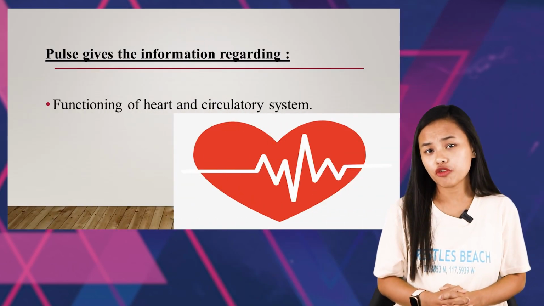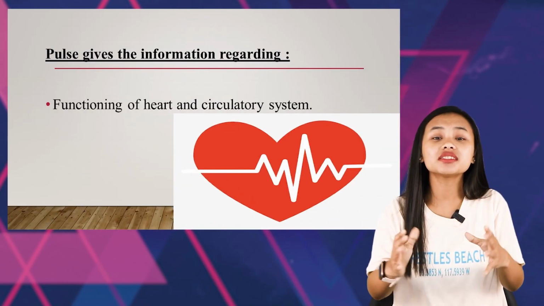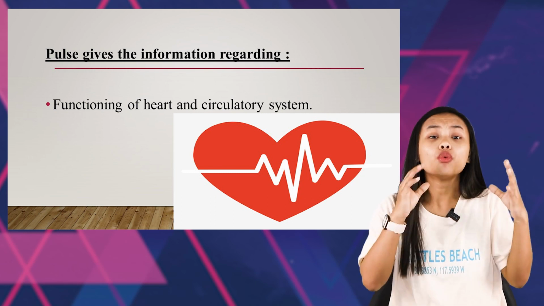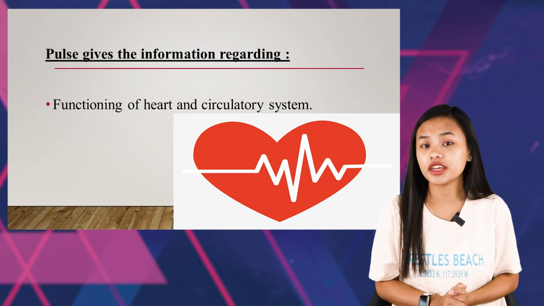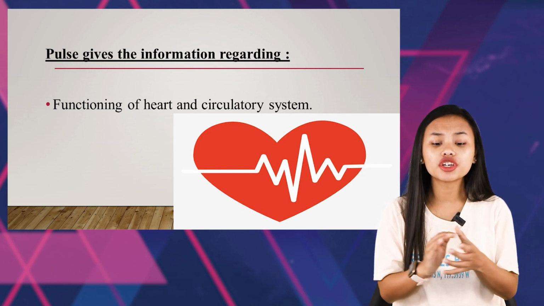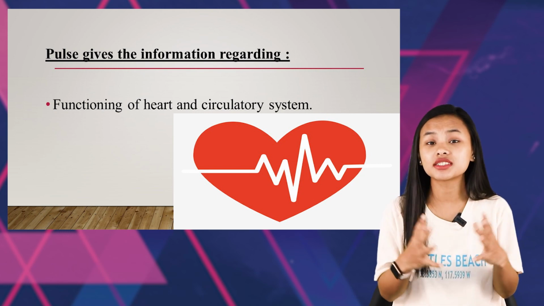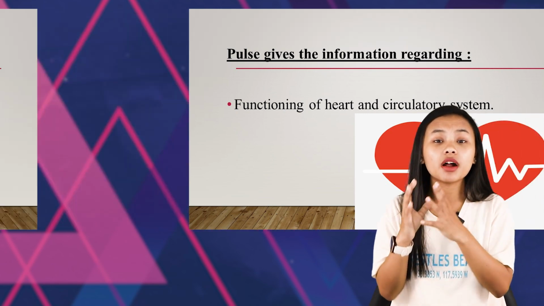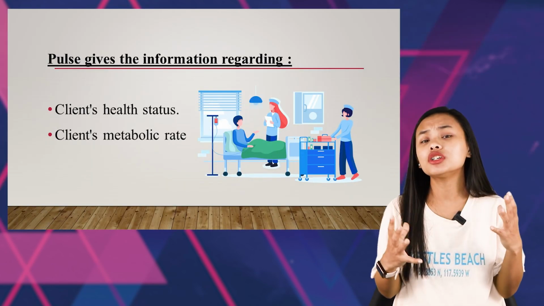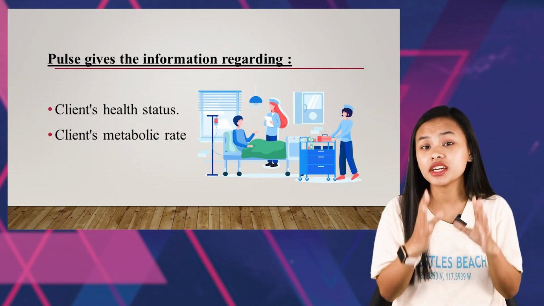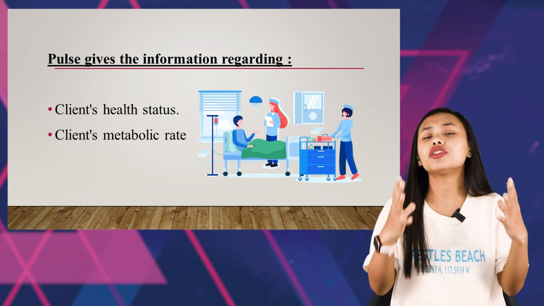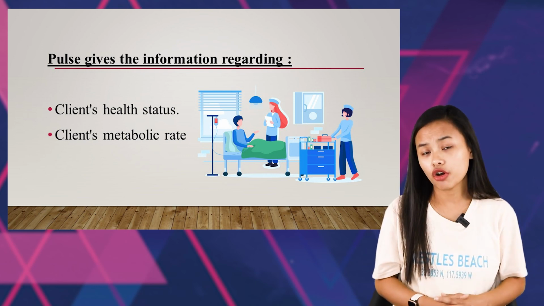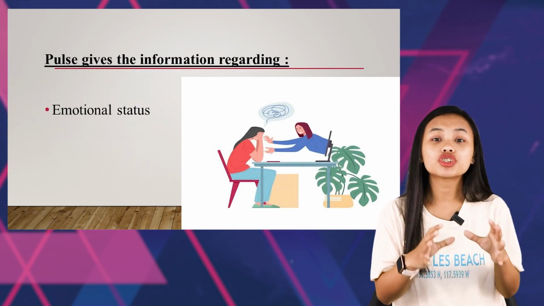So why do we perform this procedure? Why do we assess the pulse rate of an individual? We do so in order to get the information of the functioning of the heart as well as the circulatory system. And not only that, we assess the pulse rate of an individual in order to get an idea of the health status of that particular client, in order to get an idea of the metabolic rate of the client, as well as their emotional status.